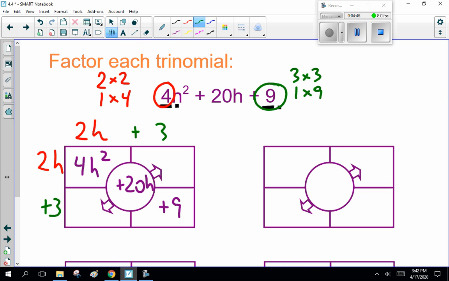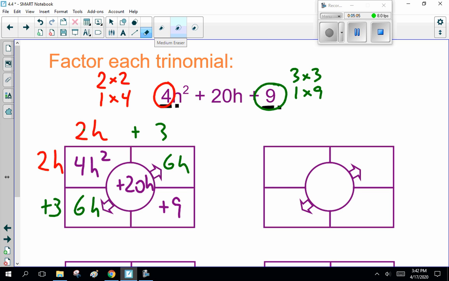So let's check. 2 times 3 is 6h. 2 times 3 is 6h. Okay, 6 and 6 is not 20, so that doesn't work. Okay. So we try again.